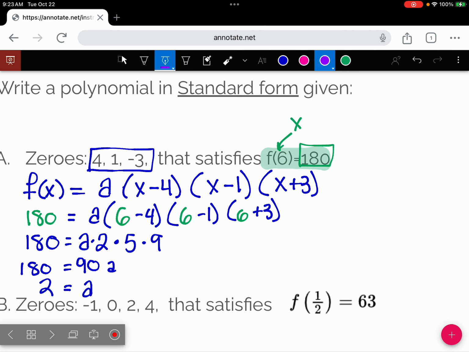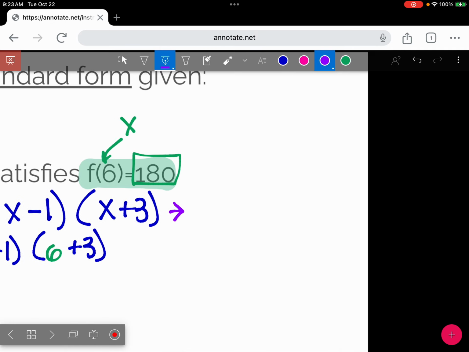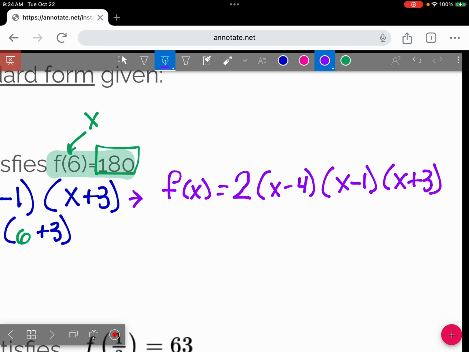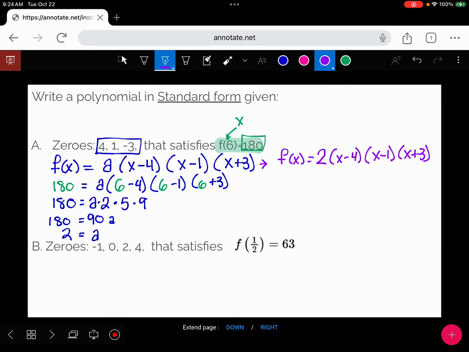So I'm going to come up here to my function, and I'm going to put that A value in to get my f of x. So we're going to have f of x equals 2, so now I know that A, times x minus 4, x minus 1, and x plus 3. Are we done? To get it in standard form, what do we need to do? Multiply it out.